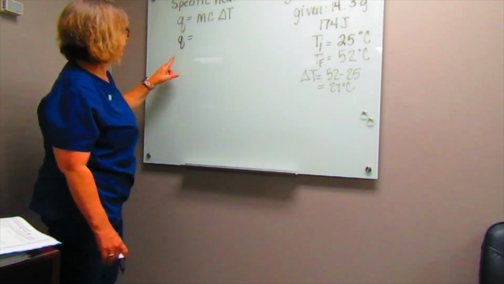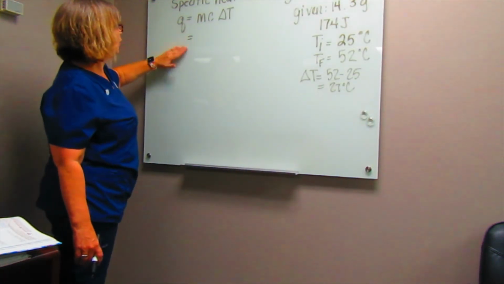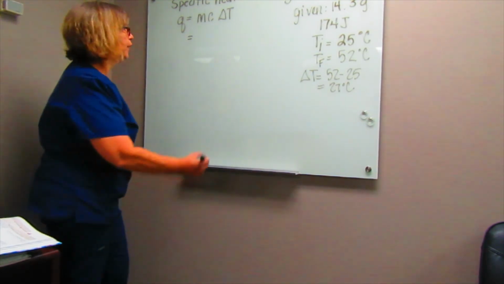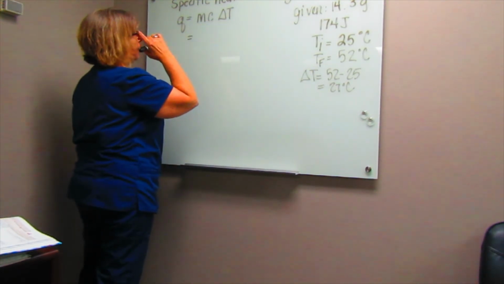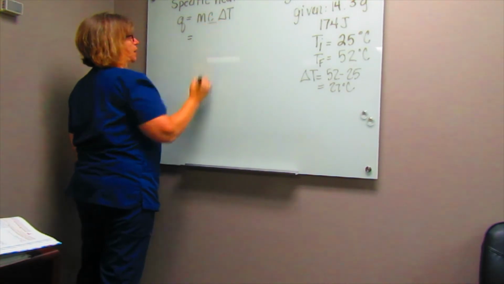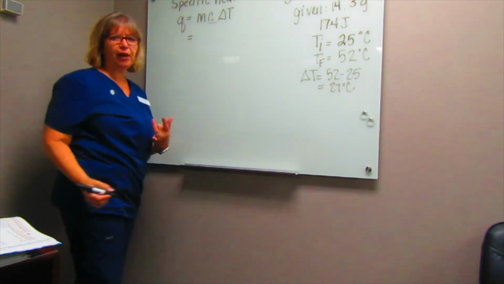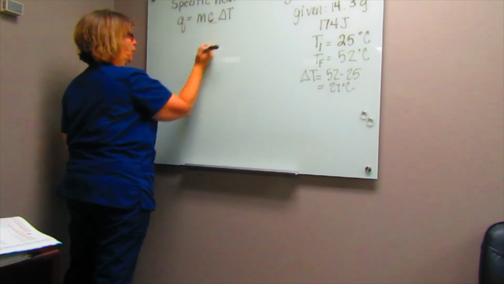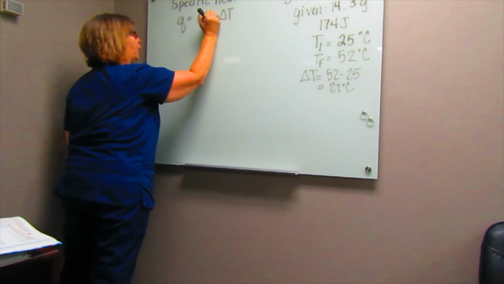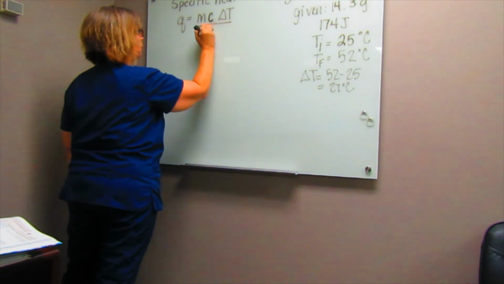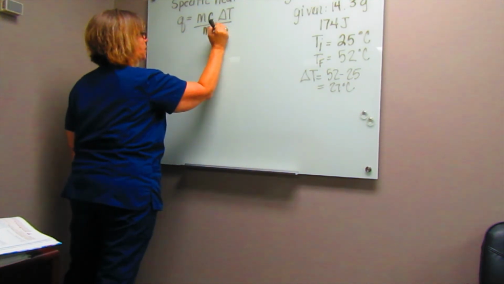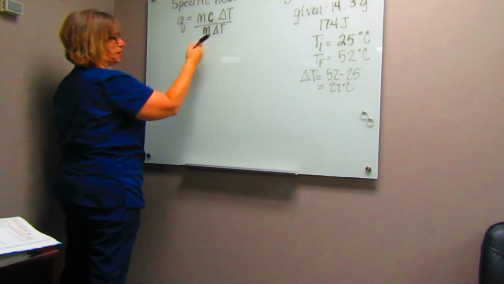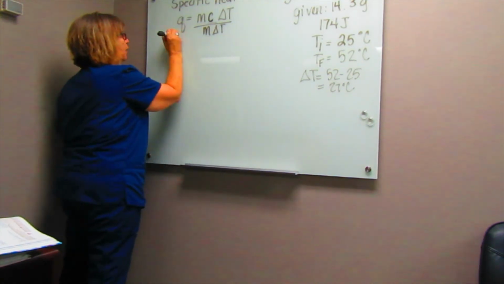So for this particular equation, we're no longer solving for Q, okay? We are solving for C. So based on what we know from algebra, we have to isolate this variable, and we're going to do that by multiplying both sides, or dividing both sides by mass and delta T.